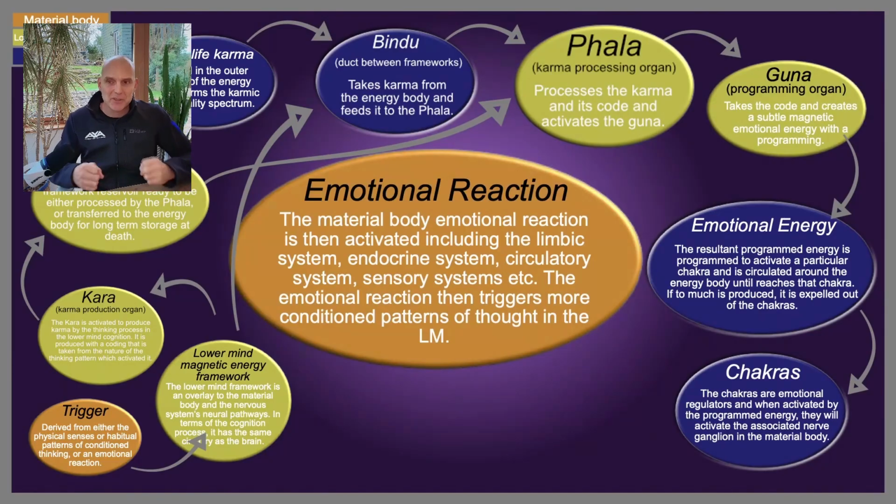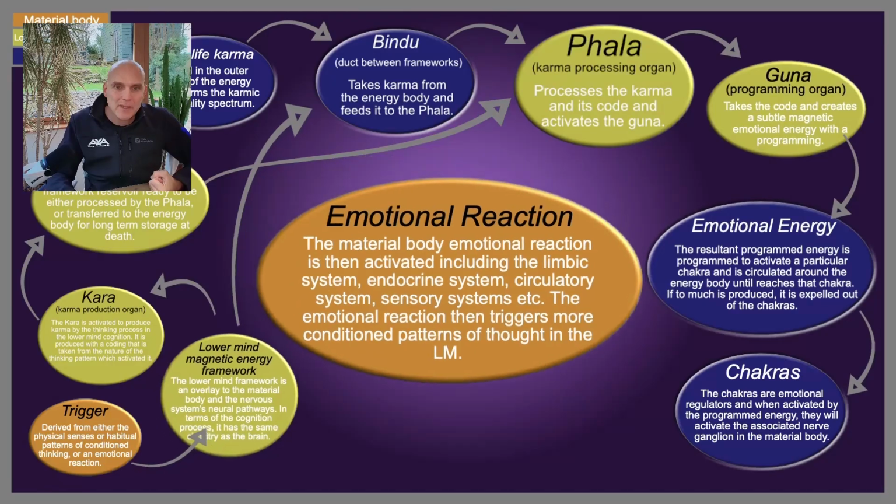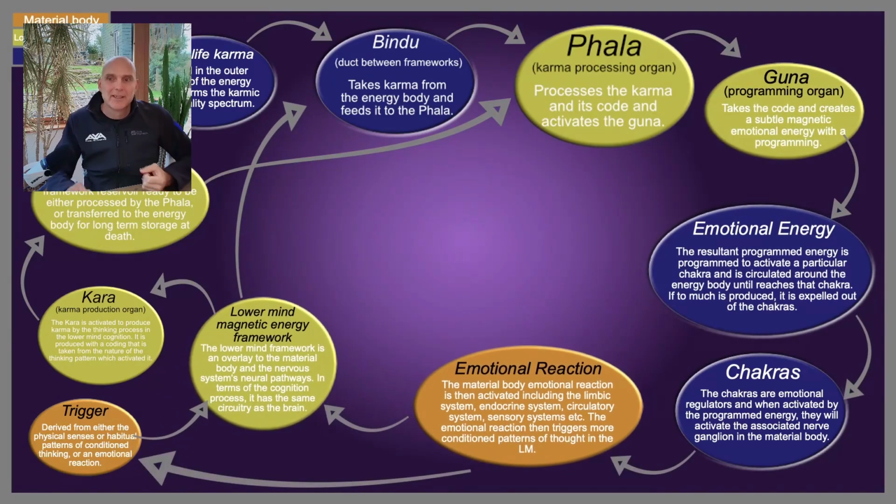So it's the chakra which activates the limbic system in the brain. We talked about the limbic system last week, didn't we? The emotional centers in the brain. The endocrine system is also involved with mood, and the nervous system, of course. And that emotional reaction then activates more thinking and more triggering. And this is where we go round and round and round in the emotional cycle.